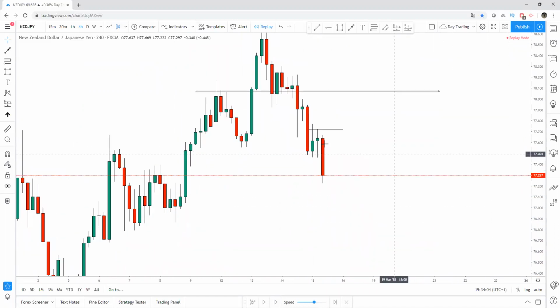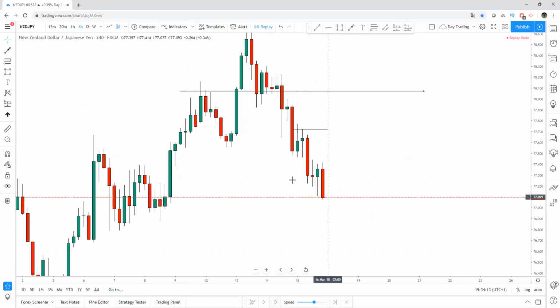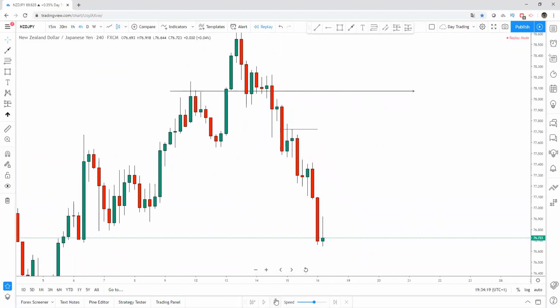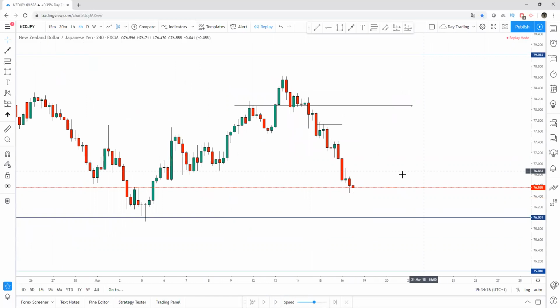Okay, still continuing, guys. Another low has been created. Another low here, but this wasn't an entry because we had no. Wow. Madness. Not a nice week.